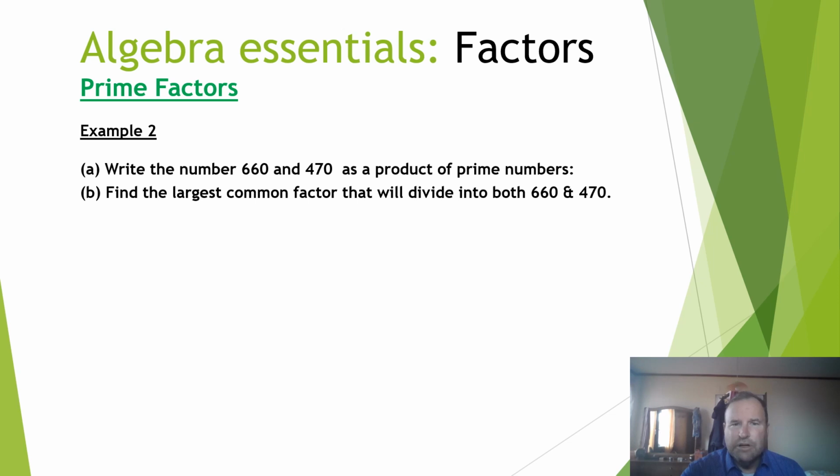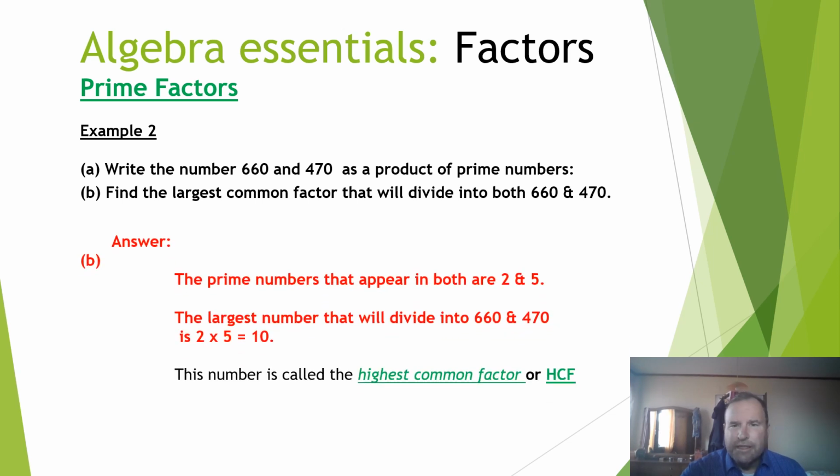Okay, example part B, the prime numbers which will divide into both 660 and 470. So the prime numbers that appear in both are 2 and 5. The largest number is when you take those numbers and multiply them out, and you get the number 10.